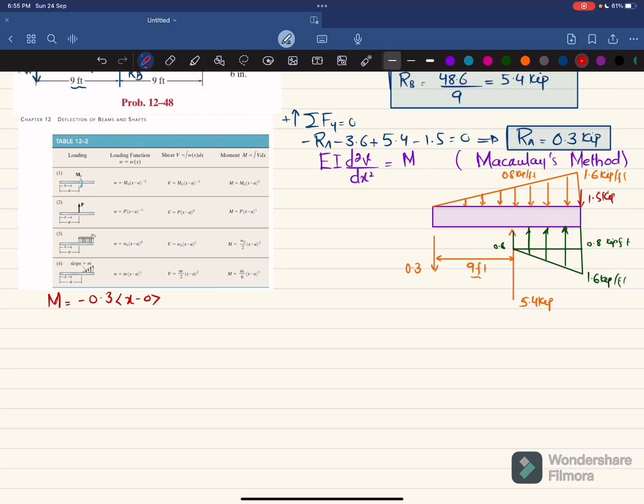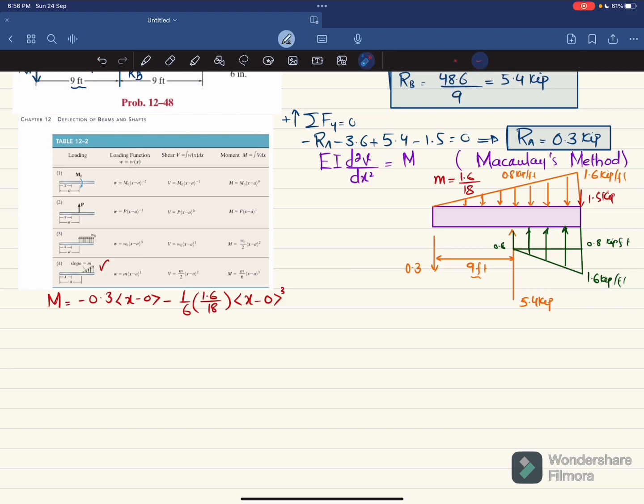The second load is this uniformly increasing load, and you can see for uniformly increasing load the moment equation is this one, where m is the slope. So we will find this m. So this m will be equal to perpendicular, which is 1.6, divided by base, which is total 18. So this load is upward and this is downward. So I will write minus m by 6. So m by 6 is 1 by 6 multiplied by m, which is 1.6 divided by 18, into x minus a. So x minus a is equal to 0 for this load. So x minus 0 power 3.